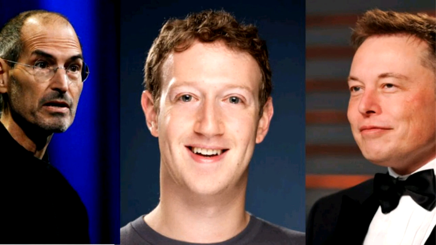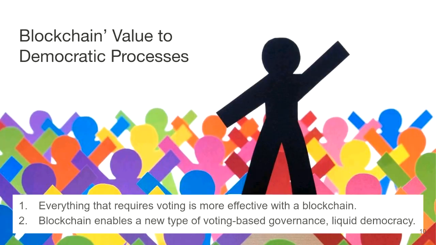Let's look at democratic processes. Good segue. When we look at any democratic process in the real world, and we remember what a blockchain can do, we can really come to understand that a blockchain can add value to pretty much any voting process. Everything that requires voting is more effective with a blockchain because it proves the legitimacy and the authenticity of every single vote.